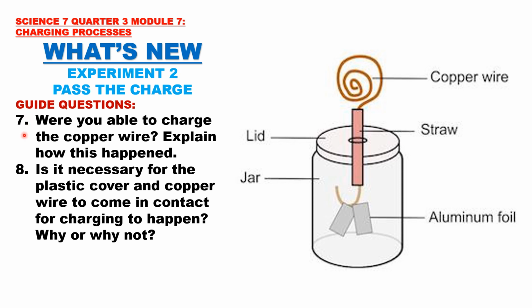So, number 7, were you able to charge the copper wire? Explain how this happened. Number 8, is it necessary for the plastic cover and the copper wire to come in contact for charging to happen? Why or why not?